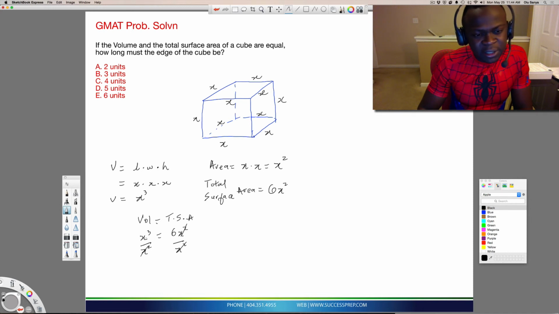Now you can look at this in many different ways, but there are 3 X's at the top here, and there are 2 at the bottom. If 2 X's cross out 2 X's here, there will be only 1 X left. Okay, so you have X left there, and that is equal to 6. And that's it. That's the answer. The question is asking for the value of X. The value of X is 6. So the answer to this question is E.